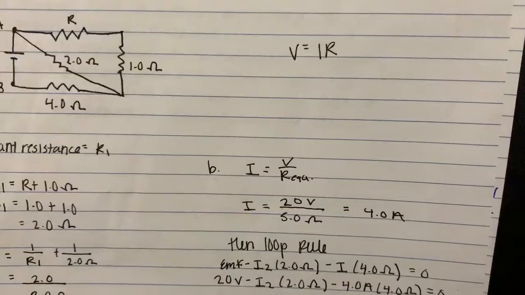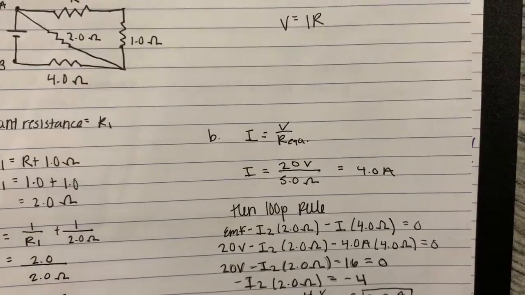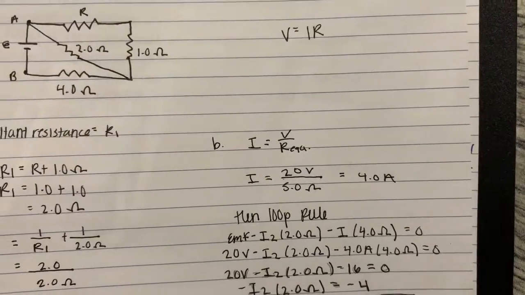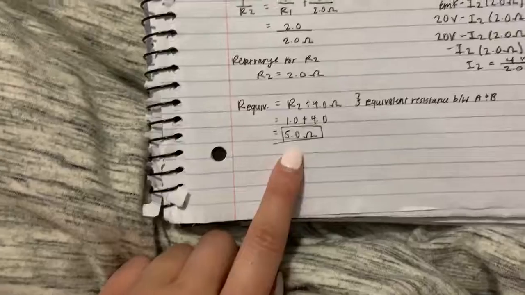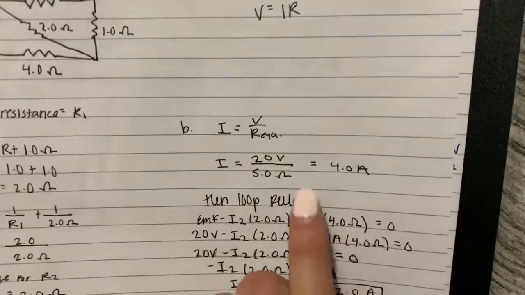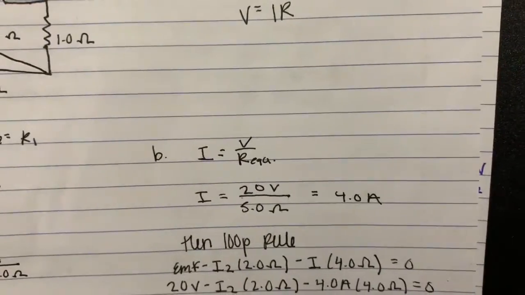Okay, and then for part B, we finally use the V equals I times R equation, and we're going to rearrange that to be I equals V divided by R equivalent. And the R equivalent up here is the number that we got down here, so we bring that up and plug that in right there. So it's going to be I equals 20 volts divided by 5.0 ohms, which is going to give us 4 amps.